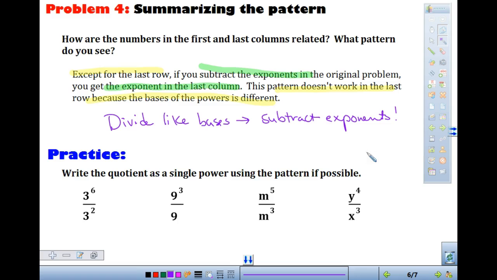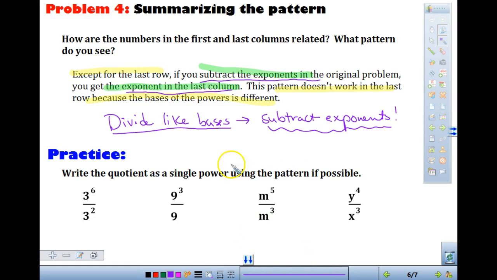So we want to use this to help us with our last few questions down below. Okay? So again, subtract. Key thing I need for you to put down: subtract the exponents in the original, you get the exponent in the last one. Dividing with like bases, we subtract exponents. Our last row is an exception, right?